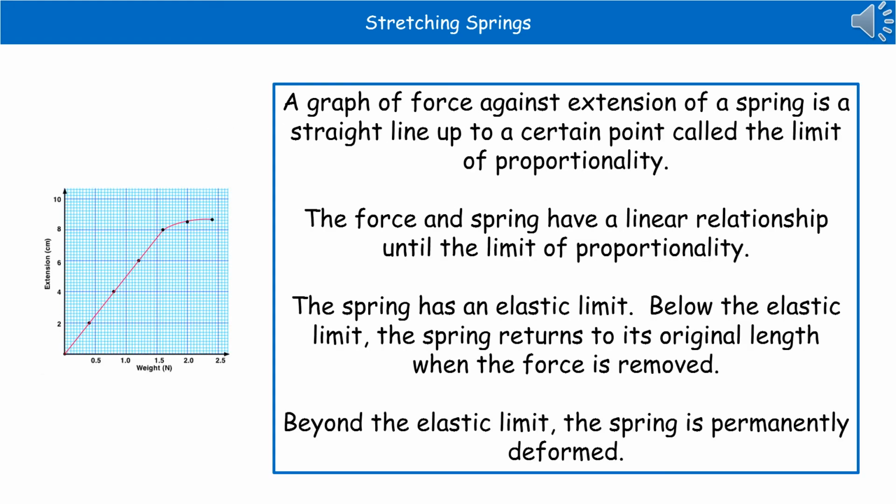When it comes to looking at a spring that we're stretching by adding different masses, what we find is that when we plot our graph of force against extension of a spring, it's a straight line up until a certain point called the limit of proportionality. So the force and the spring have a linear relationship until that point.